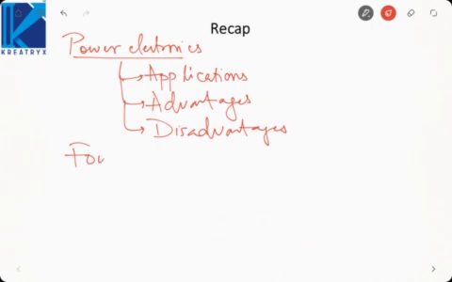Then we saw the Fourier series, which is a prerequisite for the power electronics course, and we derived the Fourier series for certain waveforms that are commonly encountered during this course. In this lecture we will be starting with the power semiconductor devices, which is our first unit for the power electronics course.